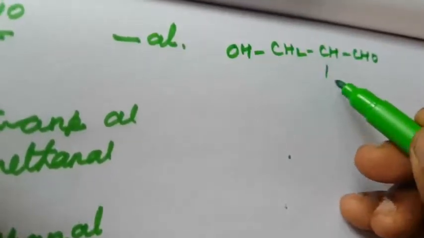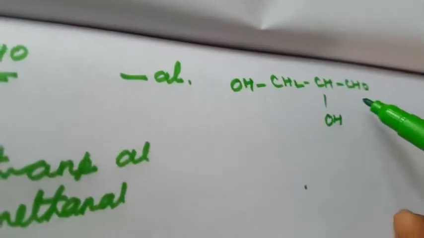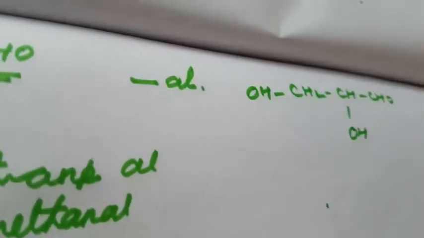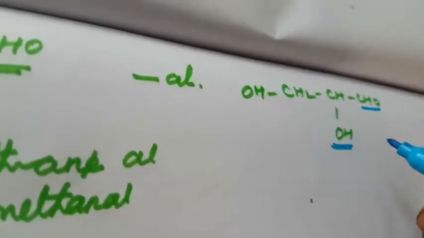CHO, then OH. So how many carbons are there? Here two functional groups are there. What are the two functional groups? The first one is the aldehyde functional group. This is the alcohol functional group.